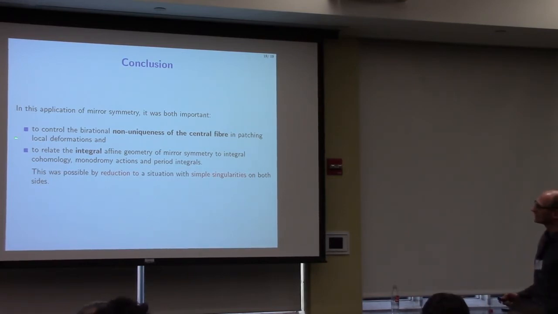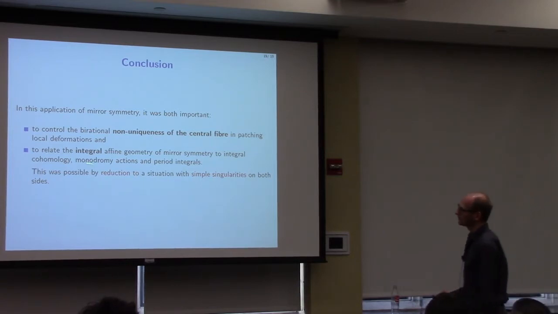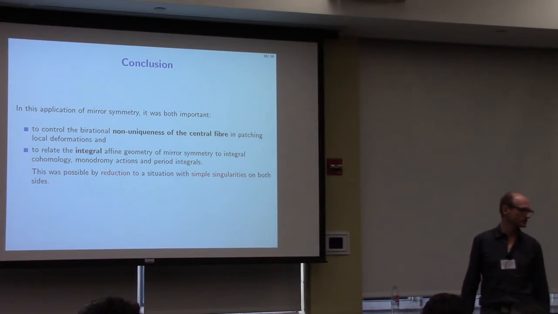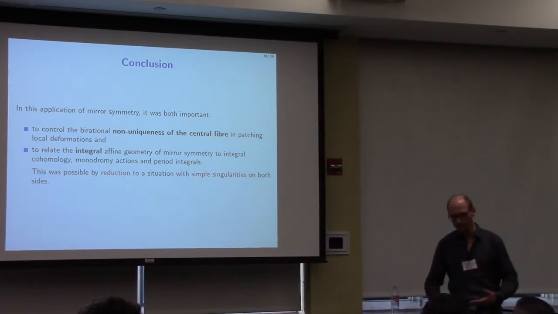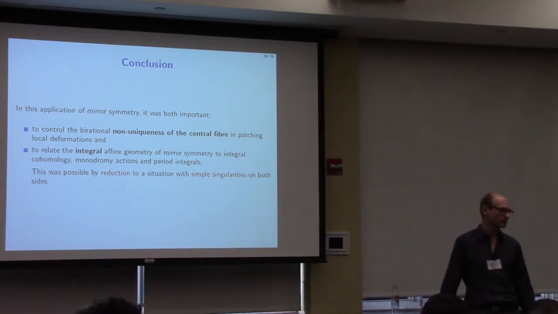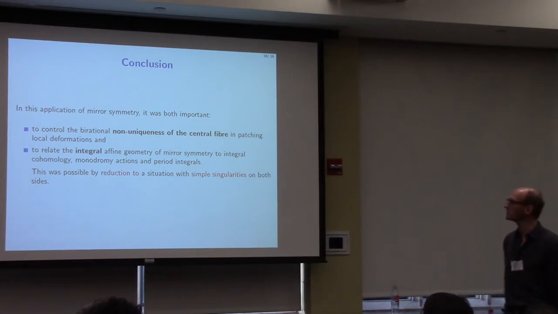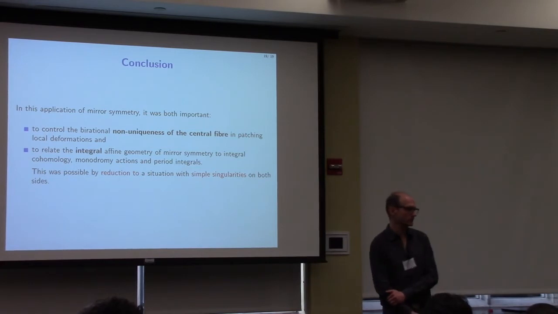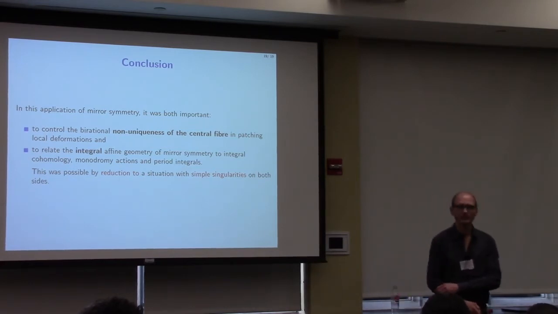And to relate this to integral affine geometry, it was also important to have an integral affine geometry here, to work with algebraic geometry models, with the integral cohomology, the monodromy actions, and the period integrals. The period integral would, of course, say that our families are canonically parametrized. And this was possible in reduction to the simple situation. That was it. Thank you for your attention.